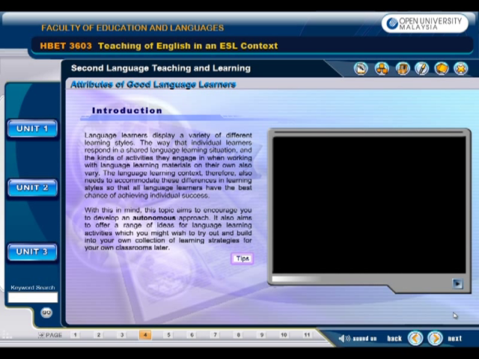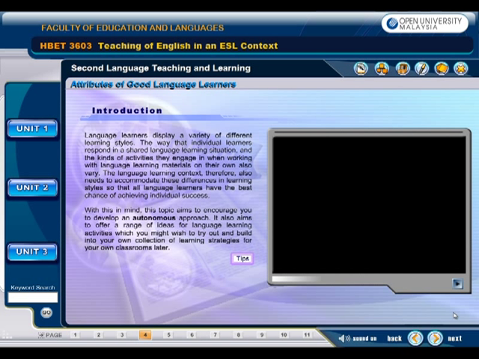Language learners display a variety of different learning styles. The way that individual learners respond in a shared language learning situation, and the kinds of activities they engage in when working with language learning materials on their own, also vary. The language learning context, therefore, also needs to accommodate these differences in learning styles so that all language learners have the best chance of achieving individual success.